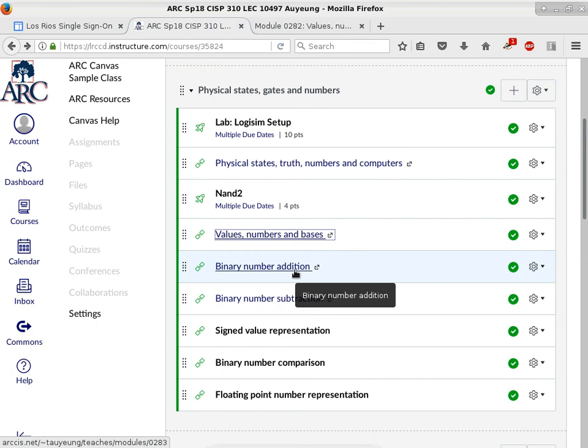All right, I'll see you guys on Tuesday, and please read about the addition in binary numbers because that's actually important.